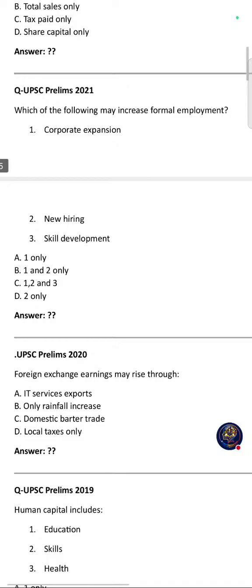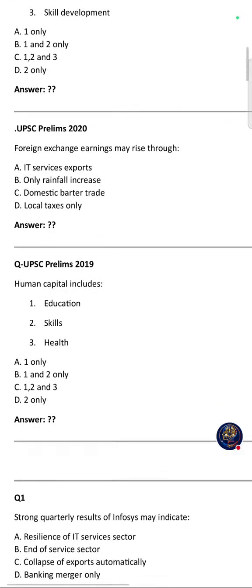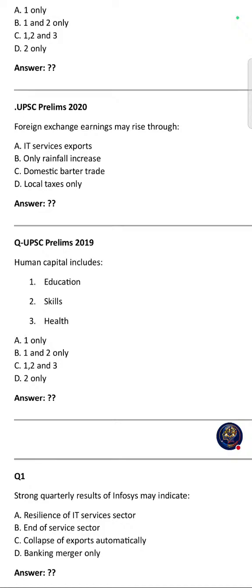Next question, which of the following may increase formal employment? Can anyone answer this question? Corporate expansion, new hiring, skill development. All three are correct. Foreign exchange earnings may rise through IT services export. A is correct.